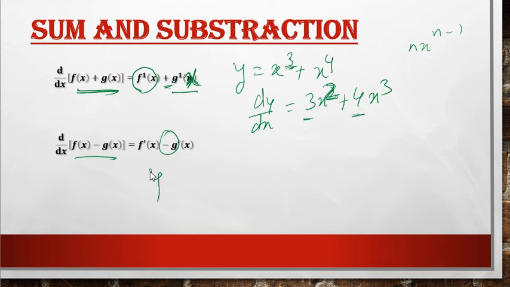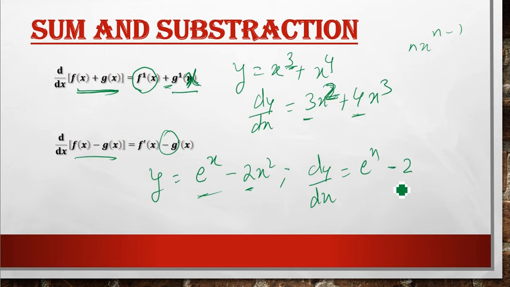Now for subtraction, let's take an example of e to the power x minus 2x square. So what will it be? If we do dy by dx, the differentiation of e to the power x is e to the power x only, minus, see, 2 is a constant, so we don't need to differentiate this constant because we know the differentiation of a constant is 0. So 2 will be there as it is. Now the differentiation of x square will be n into x to the power n minus 1. So it is e to the power x minus 4x. Okay, that's it. Clear?